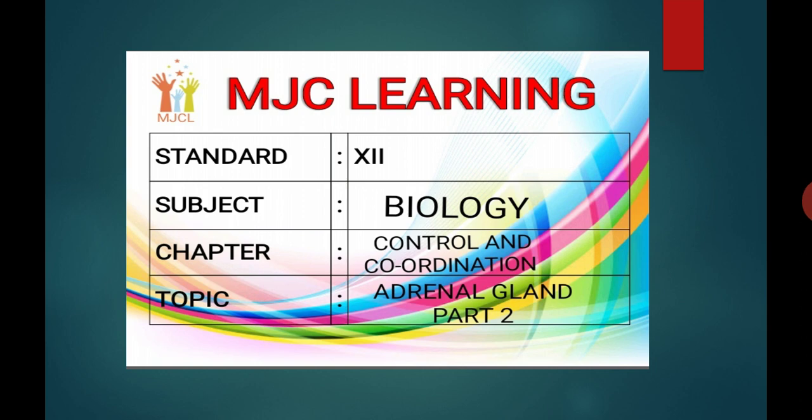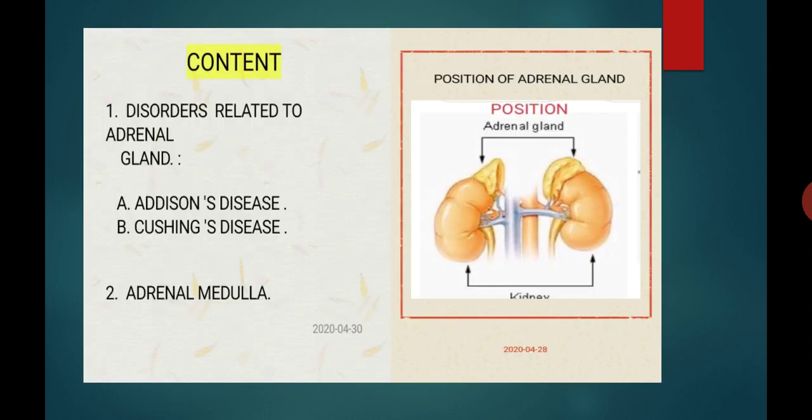In our last lecture, under the chapter Control and Coordination, we had seen one endocrine gland, the adrenal gland. We had seen its position, its color, its origin, and we had also seen the structure of the adrenal cortex. Today, we are going to see the disorders related to the adrenal cortex.